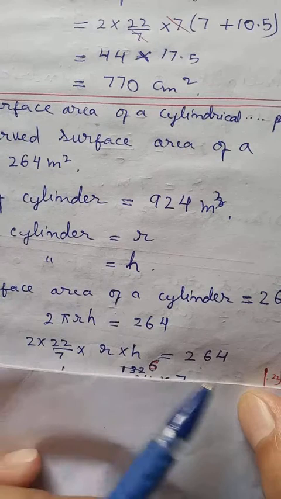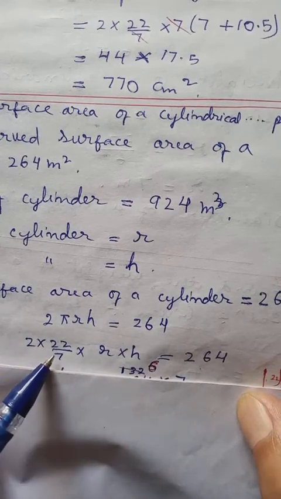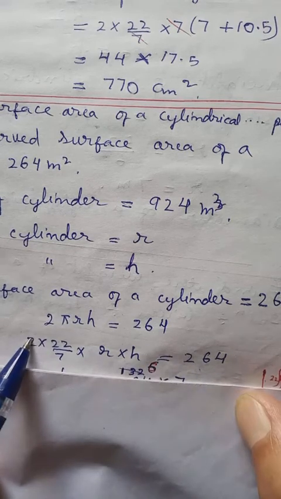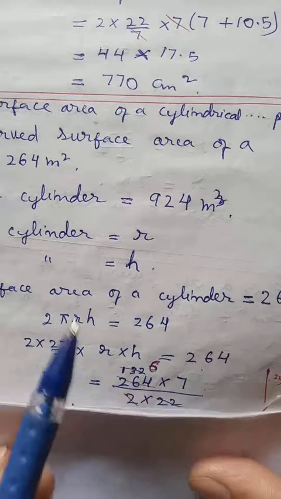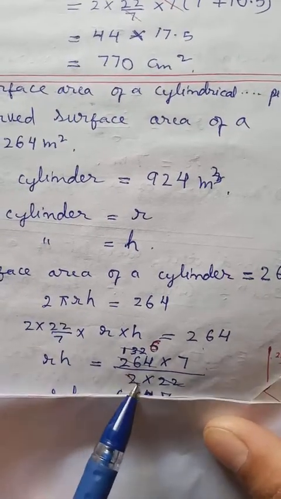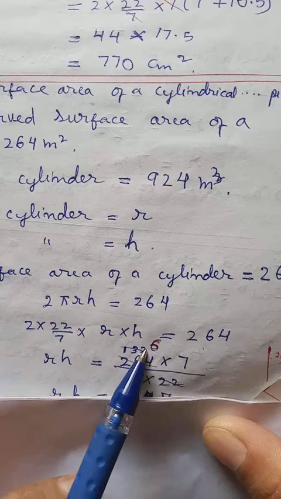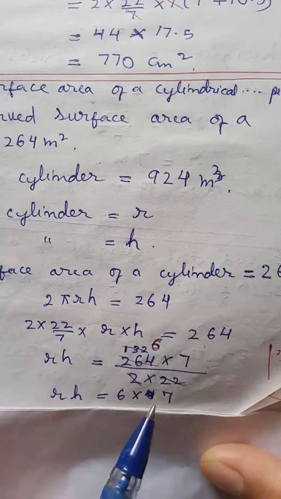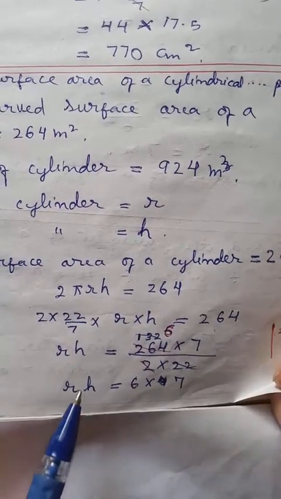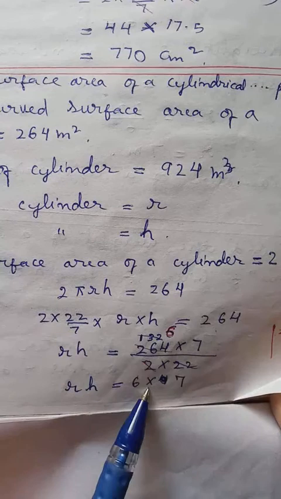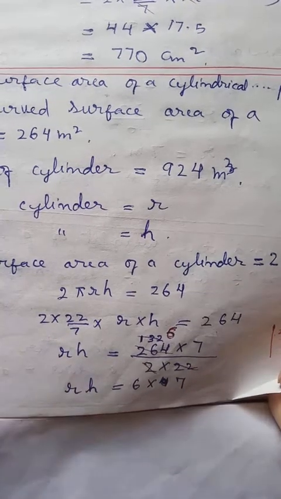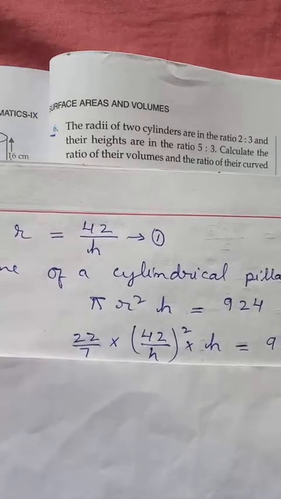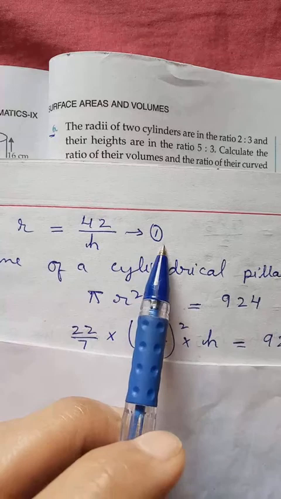So here let us try to separate these two variables. The 7 which is down, if I transfer it this side, will become multiply. These two which are multiplied, if I transfer them this side, will become divide. So 264 divided by 2, we get 132. 132 divided by 22, we get 6. So 6 into 7, 42. So we can write r times h as 42. After that we cannot do anything. Let's leave it as equation 1.